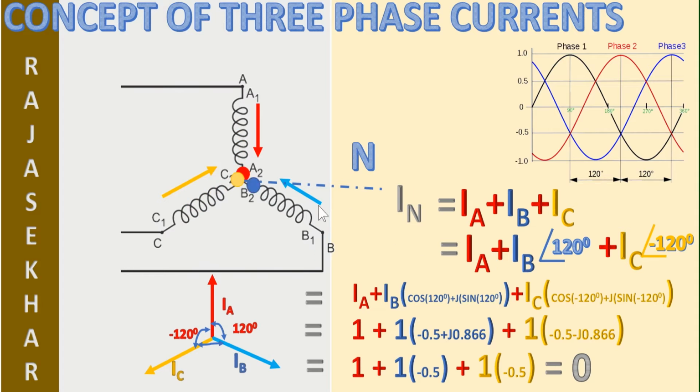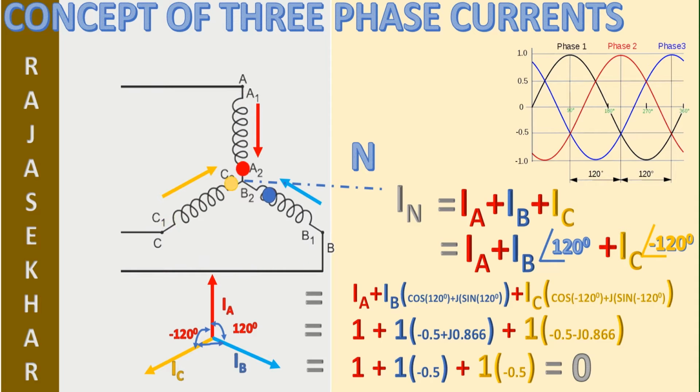Now, since IA, IB and IC are 120 degrees phase displaced, IB is making an angle of 120 degrees with IA and IC is making an angle of minus 120 degrees with IA. So substituting those values, IN is equal to IA plus IB at an angle 120 plus IC at an angle minus 120.